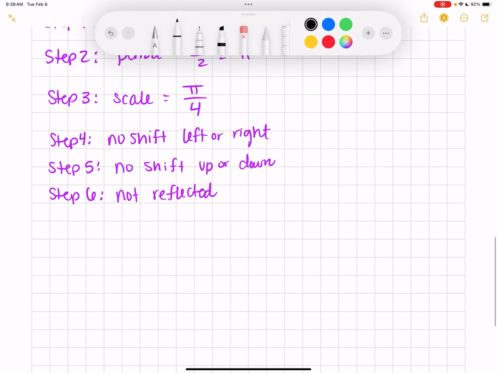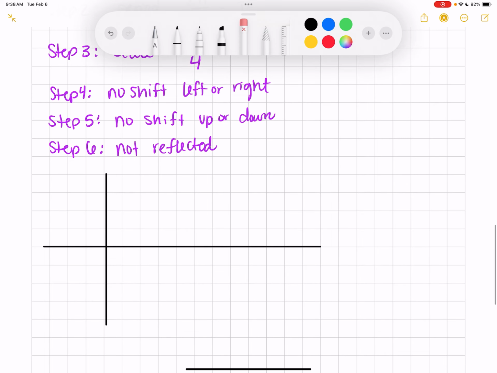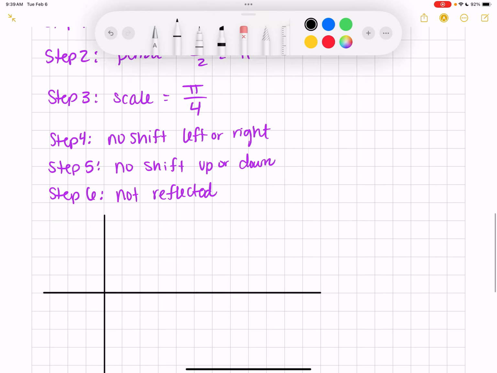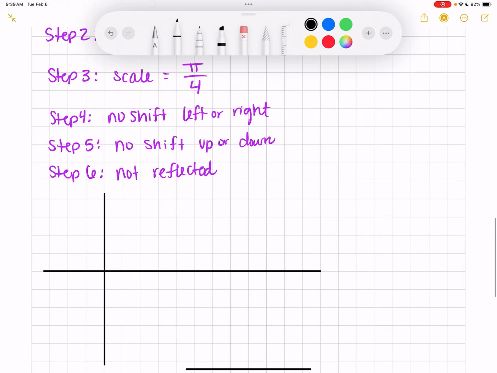Now when we get to the ones that are shifted, we have to be a little more careful with that because they can shift left and right, but here we don't need to go that far. Why are we going that far? Okay. So I know I have an amplitude of 3, so I'm going to mark off 3 in the positive and the negative direction.